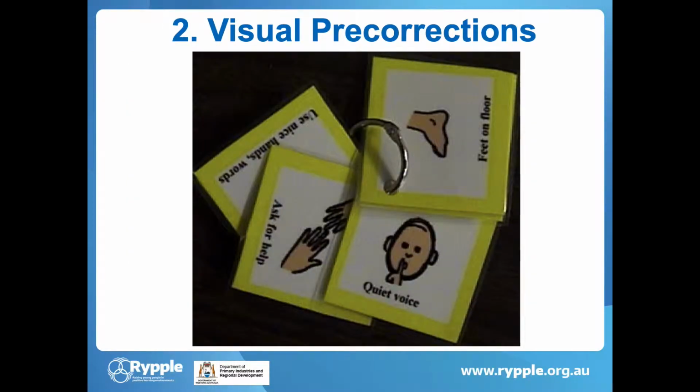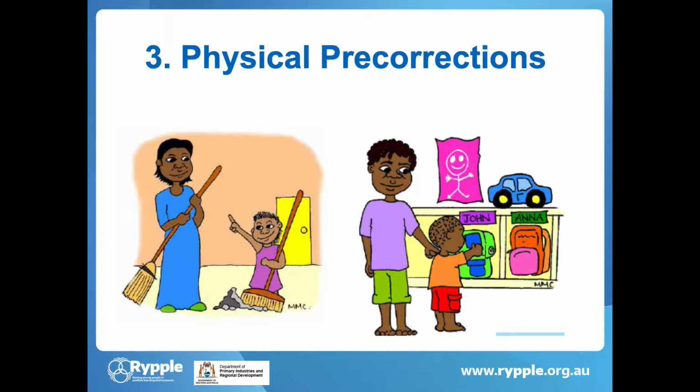Visual pre-corrections can also be tailored to support individual students, as in this example here. A keychain for that student who needs some extra support to remember to use their quiet voice or their walking feet inside.